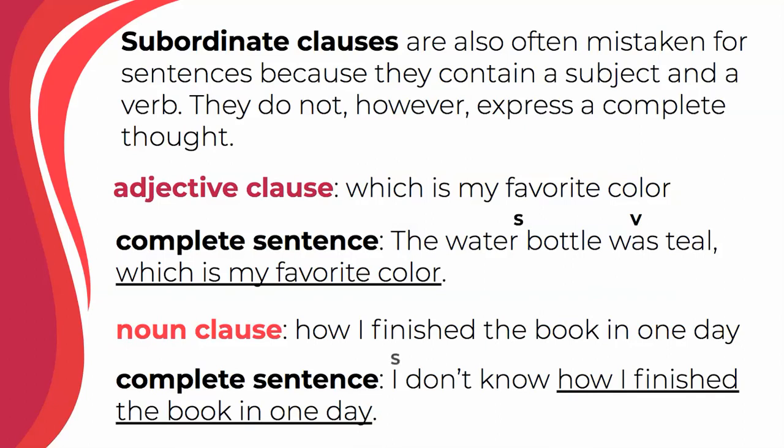So here the subject is I, the verb is know or do know, and how I finished the book in one day is a noun clause functioning as the direct object of know. You'll notice in both of these cases, in the adjective clause and the noun clause, there are verbs there, is and finished. There's a subject, I finished, but it doesn't express a complete thought because of the word how. That's what makes it depend upon some other clause, an independent clause, in order for it to be a complete sentence.